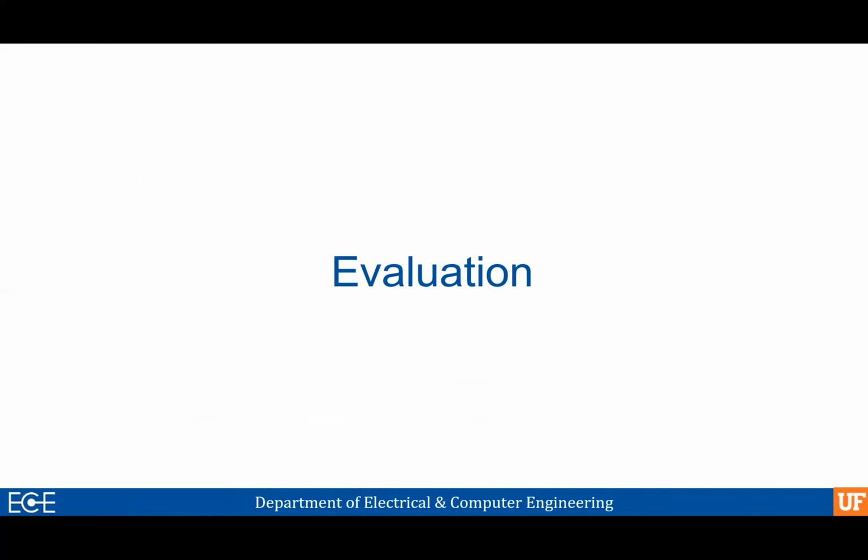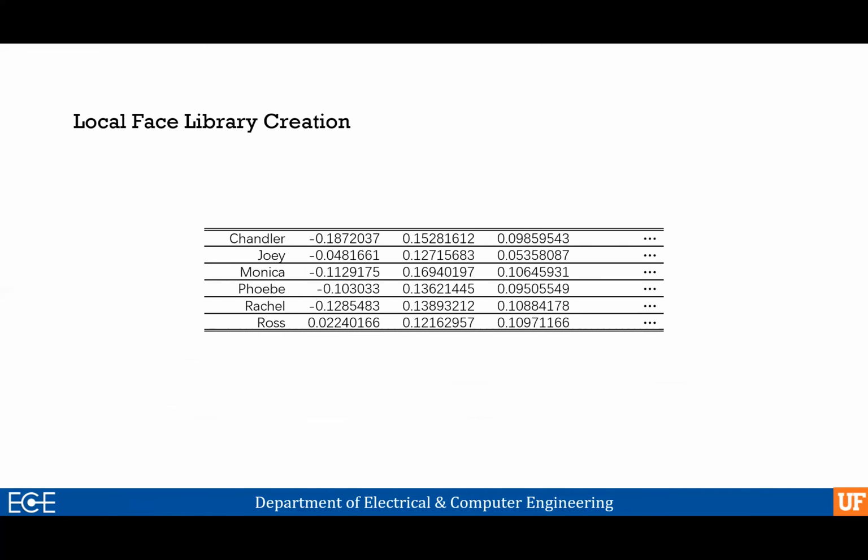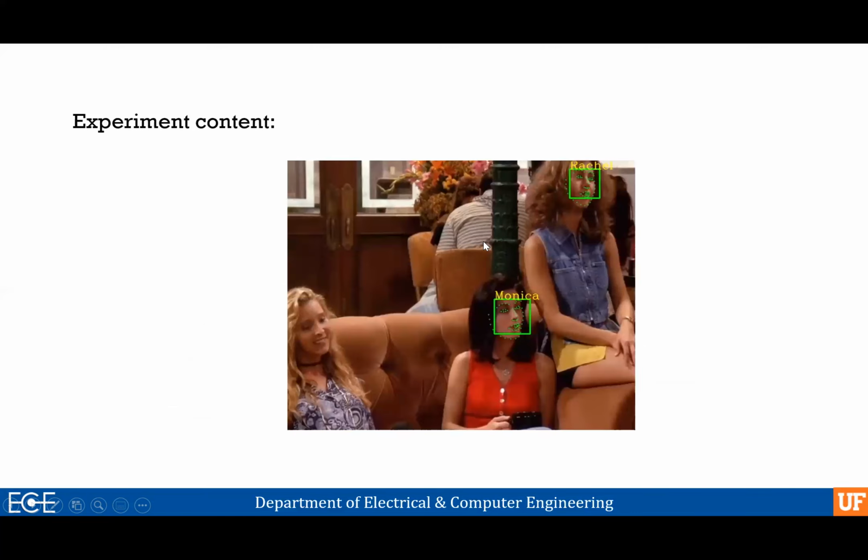This part is for evaluation. By running the code, we obtained the 128-dimension facial feature descriptors for the 6 people. This table shows only a part of the results. After the intercept calculation of the video, the model achieves the face recognition of the video and saves it. We obtain the result graph of recognition as follows. This is Monica, this is Rachel.